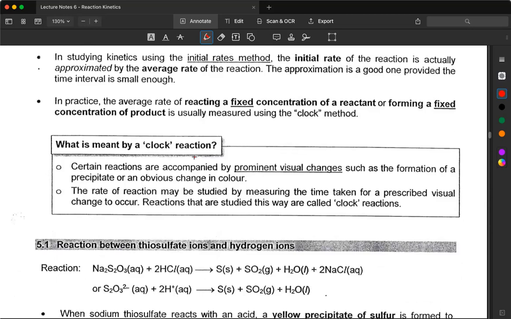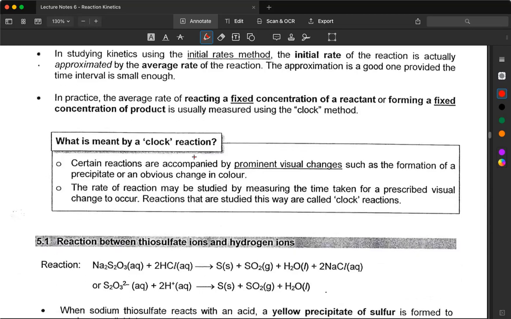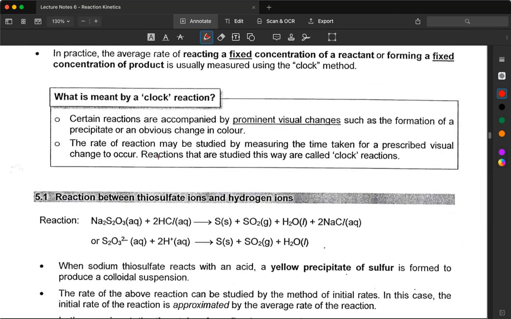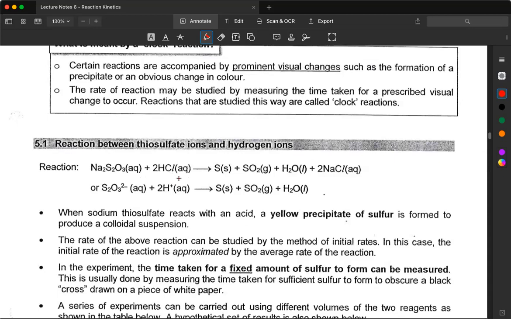So what is a clock reaction? Certain reactions are accompanied by a prominent visual change, like a precipitate forming, or an obvious change in color. So we can study the rate of reaction by measuring the time taken for this prescribed visual change to occur. If there's an apparent change, we call this a clock reaction. For example, this reaction between thiosulfate and hydrogen ions.